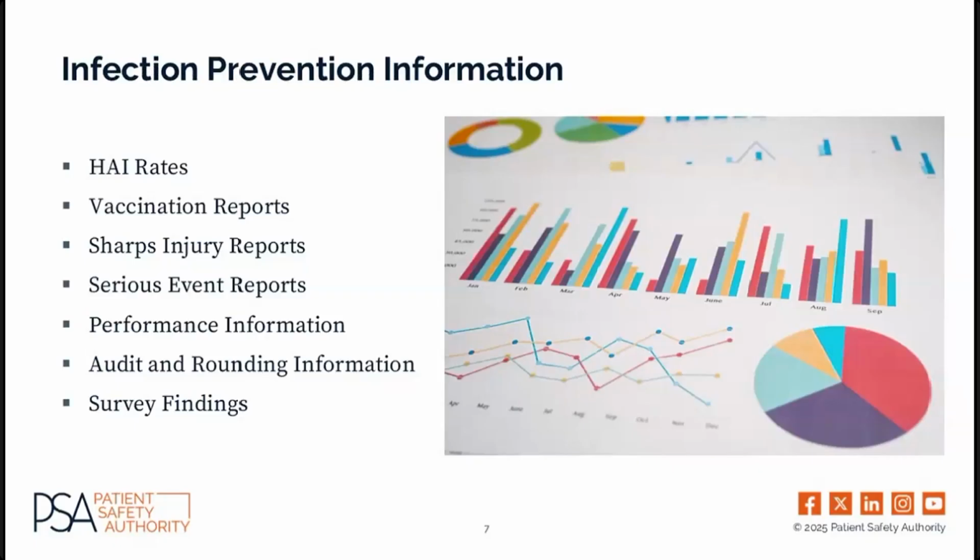Some examples of data that infection preventionists can prepare are your healthcare-associated infection rates, vaccination reports, any reports on sharps injuries, serious event reports, any performance information that you've been tracking, all of your auditing and rounding information, and any findings from your recent surveys. Other departments should bring similar information related to their department.